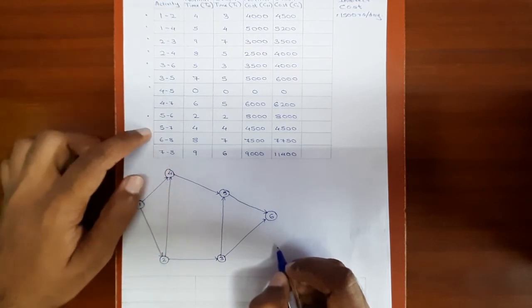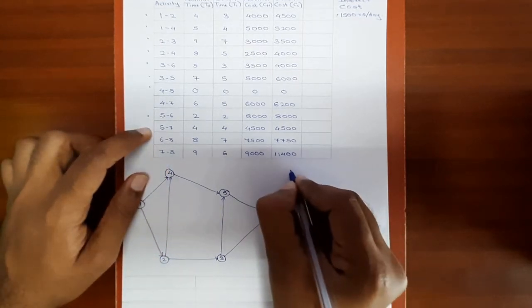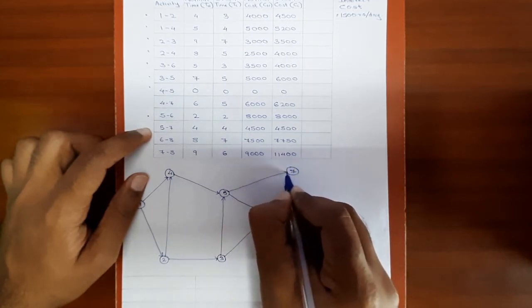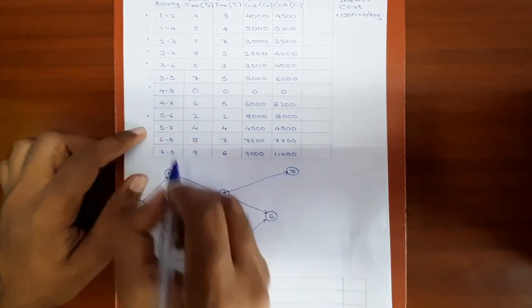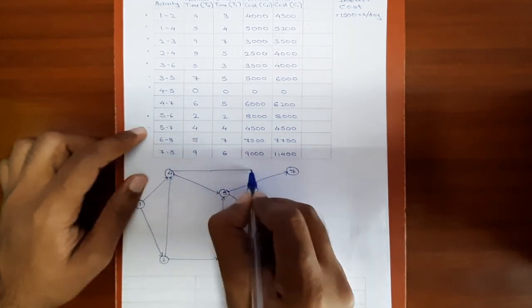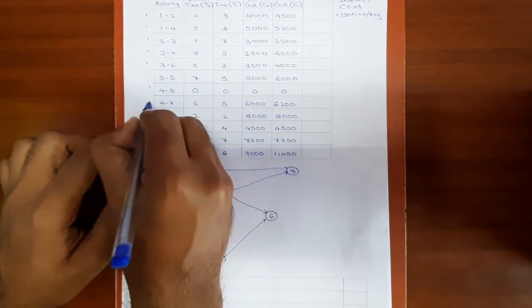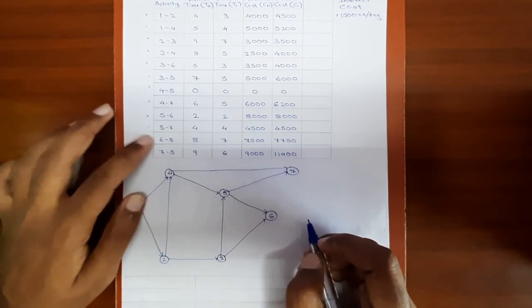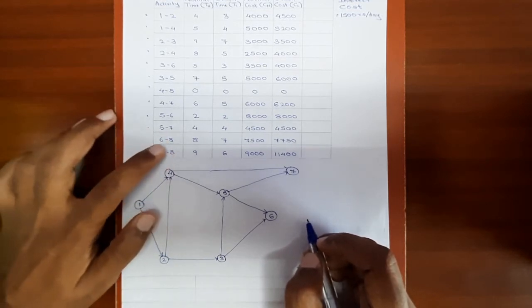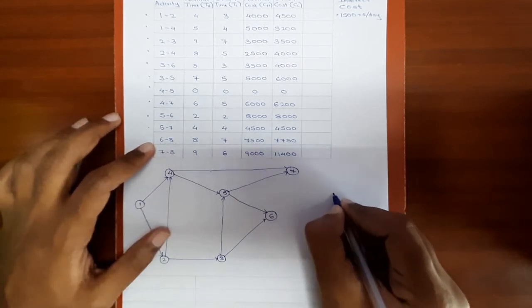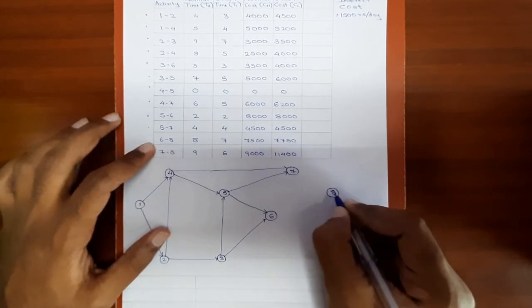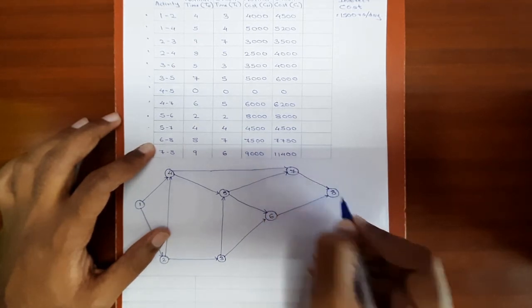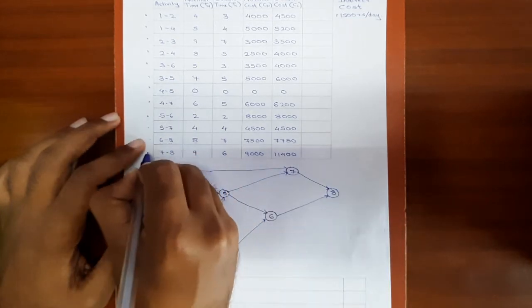4-7 is remaining. Next is 5-7. So we can keep 7 over here. 5-7 is done. 4-7 is also done. Only two activities are remaining, 6-8 and 7-8. Two 8s, that means two arrows will be attached to node 8. We'll keep 8 over here. 6-8 done, 7-8. Okay, so the network diagram is complete.